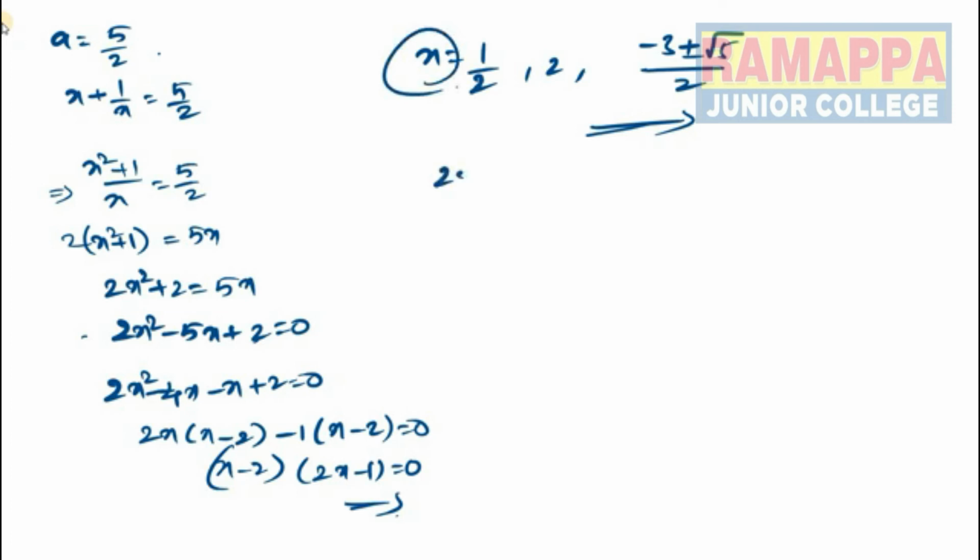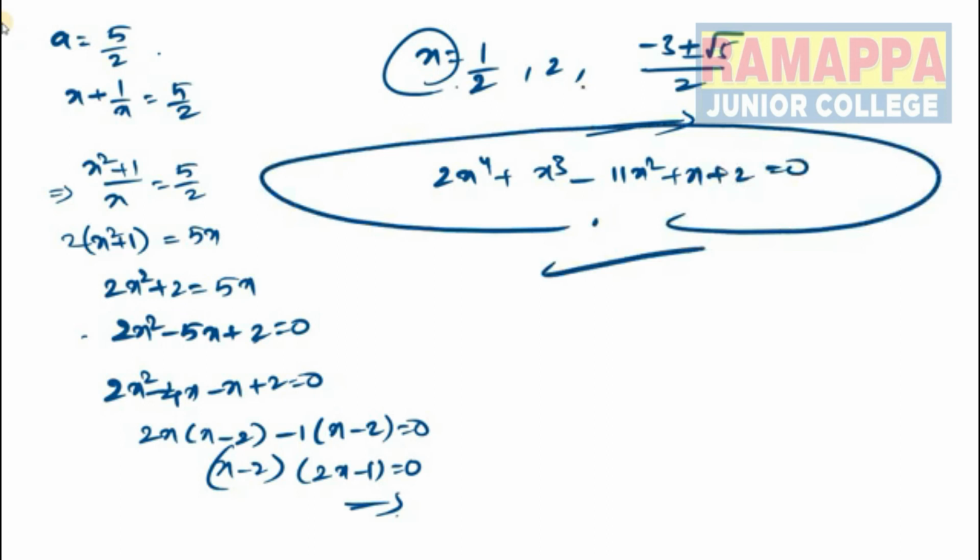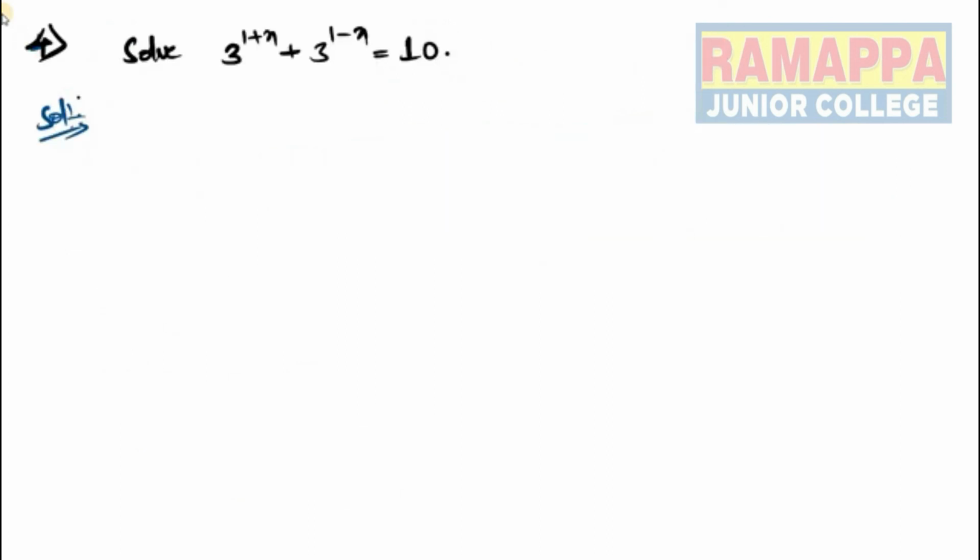So these x values we got from this question, the question given as x to the power of 4 plus x cube minus 11x square plus x plus 2 is equal to 0. So these are the answers. Here the fourth question is: solve 3 power of 1 plus x plus 3 power of minus 1 minus x is equal to 10. We have to solve this one. Now here I will do one thing: 3 into 3 power of x plus 3 into 3 power of minus x is equal to 10, I will write.